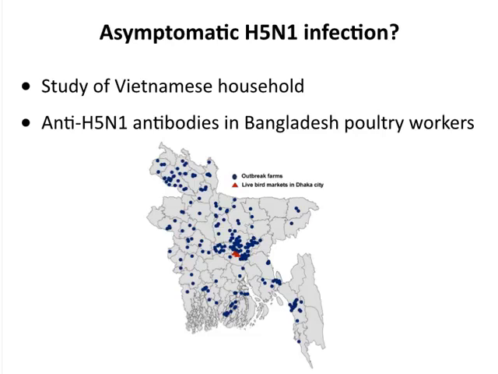The other study was done in Bangladesh, and this was a study of antibodies to the virus in poultry workers. Lots of poultry farms throughout Bangladesh. Each dot is a poultry farm throughout the country, and there are live markets as well where the poultry are sold. And there have been outbreaks of avian influenza at each of these blue dots. So all these workers are at risk.